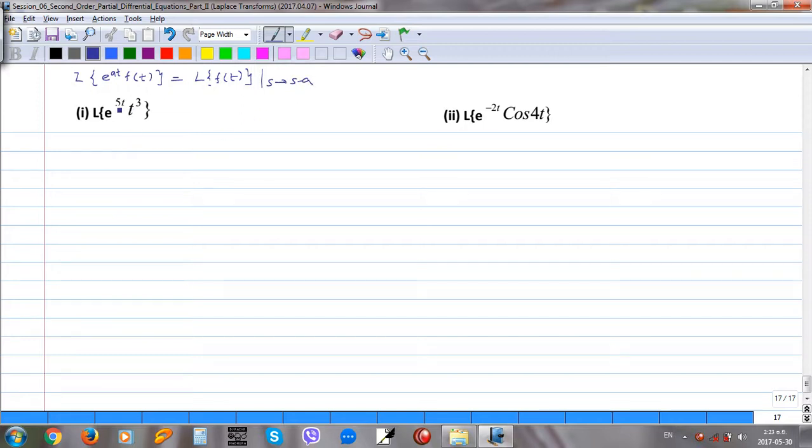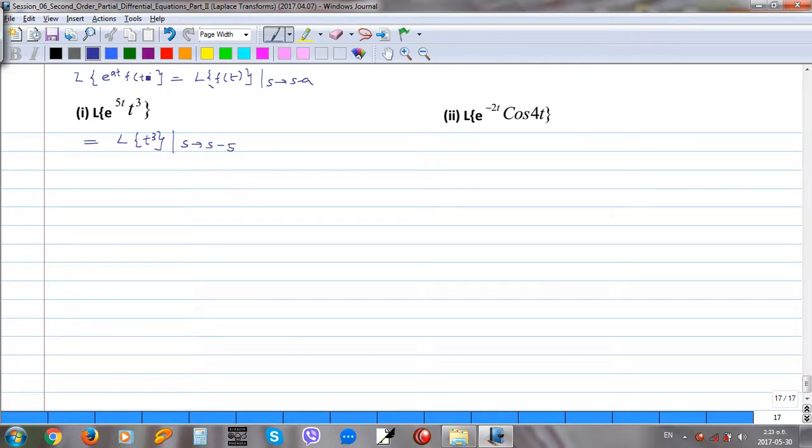Then here also in that same format, right? Therefore we can write f(t). Here f(t) equals t cube. So then we can write this how? L{f(t)} only, right? It means L{t cube} only, according to this formula. But now s goes to s minus a. Here a equals 5. s goes to s minus 5 then. I think you got the idea.